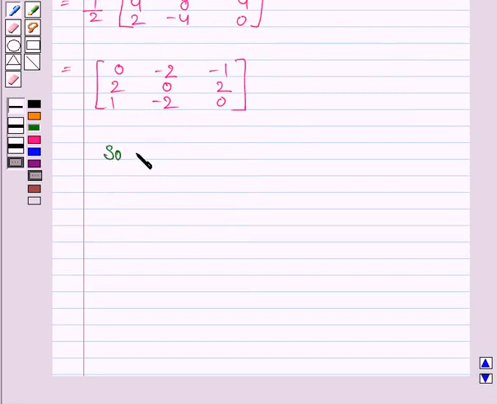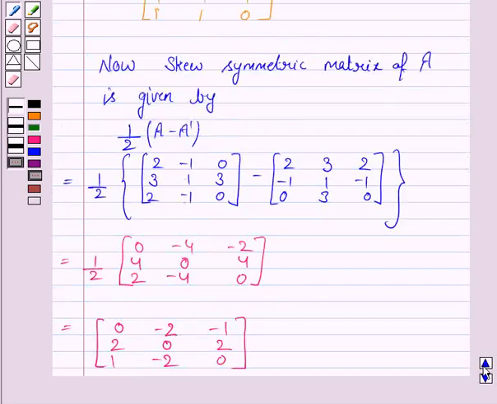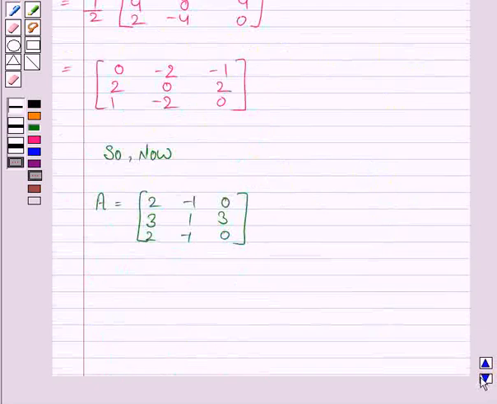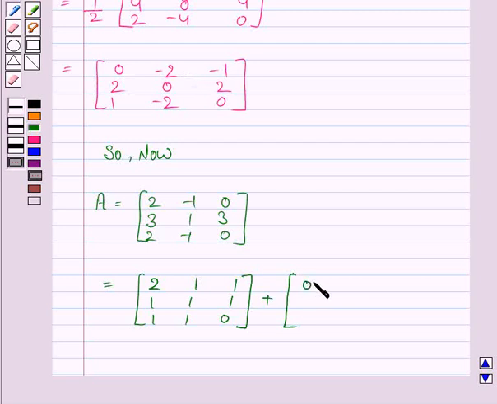So now A, which is the matrix [2, -1, 0; 3, 1, 3; 2, -1, 0], can be written as the sum of the symmetric matrix, which is (A plus A transpose) by 2, that is [2, 1, 1; 1, 1, 1; 1, 1, 0], plus (A minus A transpose) by 2, that is this matrix, [0, -2, -1; 2, 0, 2; 1, -2, 0]. So this is how we have expressed the matrix A as a sum of symmetric and skew symmetric matrix.